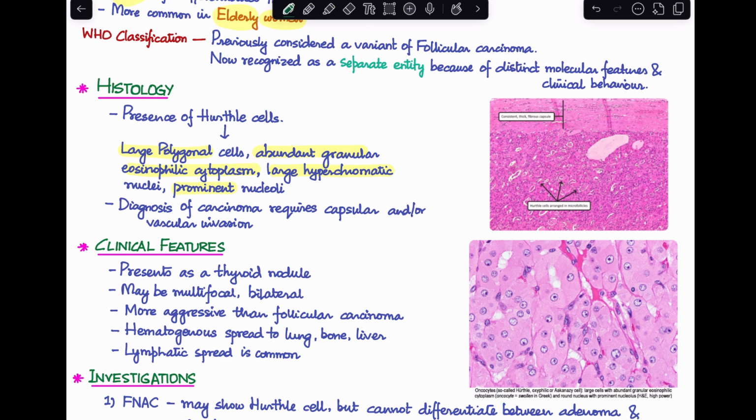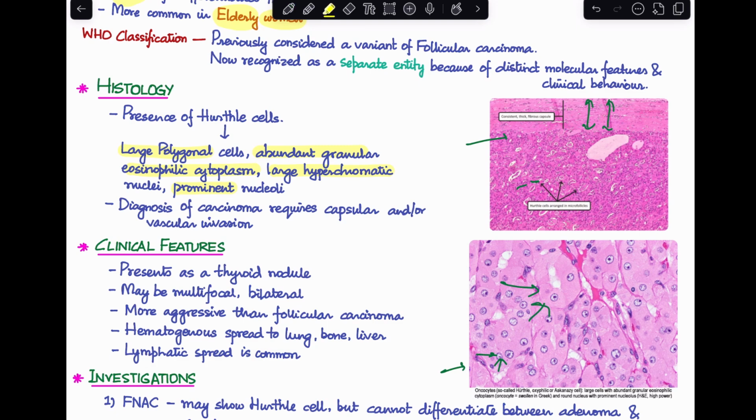If you see in the first image over here, we can see a very thick capsule, and a lot of Hürthle cells clustered over here. You can see the abundant eosinophilic cytoplasm in these cells. In the second image over here, this is what Hürthle cells look like. You can see how there is so much granular eosinophilic cytoplasm in each of the cells, and there is a round nucleus with a very prominent nucleolus inside of it. This is how a typical Hürthle cell looks like.